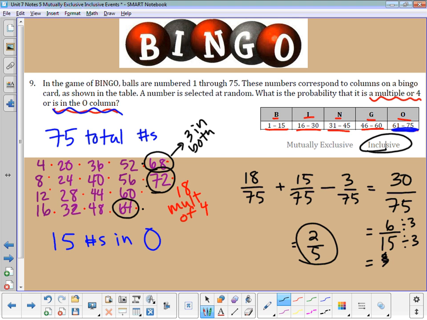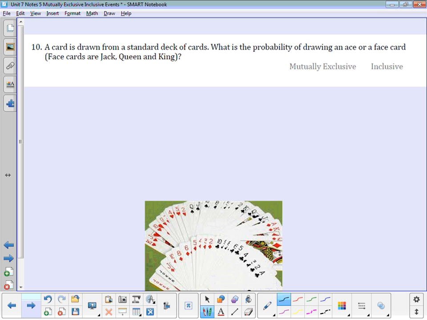All right, I want you to pause the video at this point and see if you can finish number 10. Finish the question in number 10, decide whether they're mutually exclusive or inclusive, and find the probability.